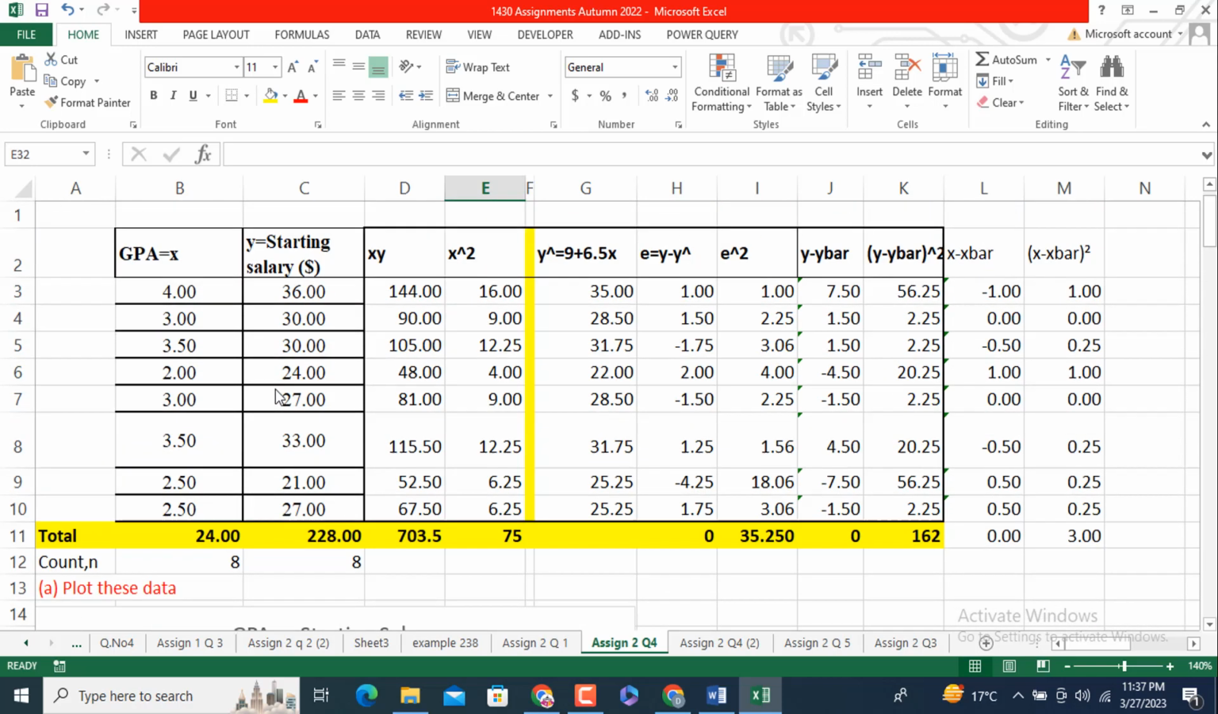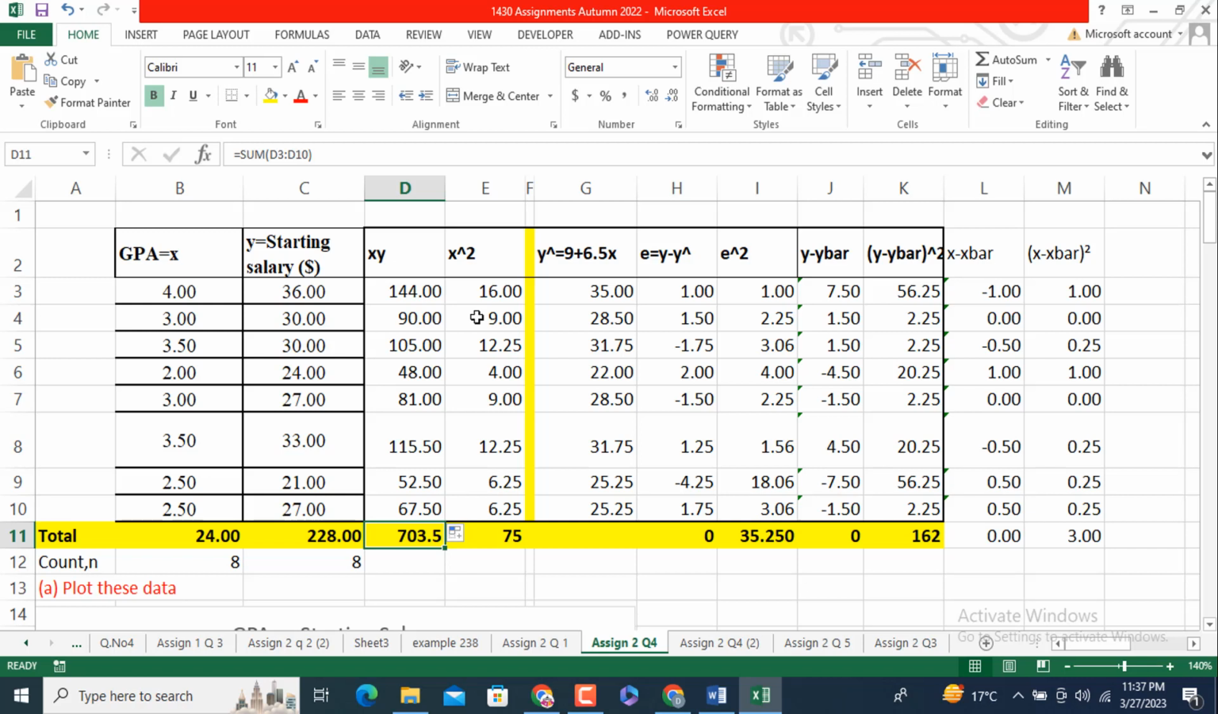So let's go back to our table. Here I am going to determine xy, multiplying 4 into 36. I assigned the x notation to the GPA as the independent variable and y to the starting salary. So xy is 144; I am going to multiply 4 into 36. I am going to use a formula here in C30 and just drag it down to get all the corresponding values of the xy column. After that I am going to add them up. So summation of xy is equal to 703.